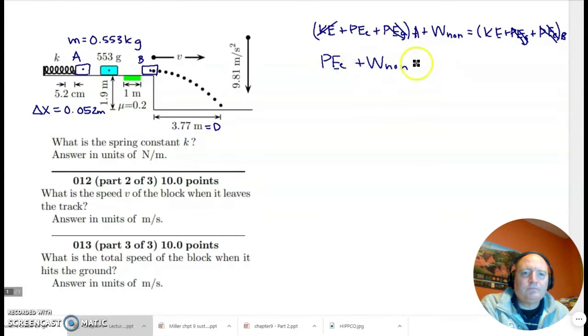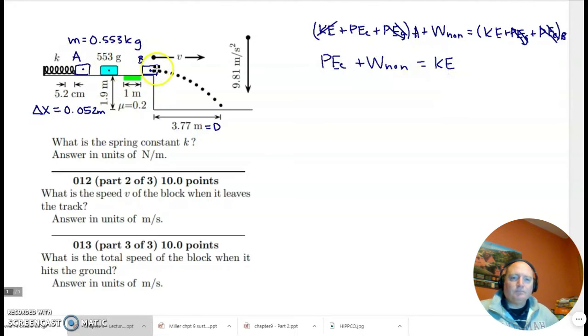The work done by non-conservative forces, I also could call that the work done by friction, is going to be equal to the kinetic energy that this block has right before it slides off the table. And that's all great, but you're gonna start to dig into this and you're gonna be like, wait a minute, we don't have enough information yet.